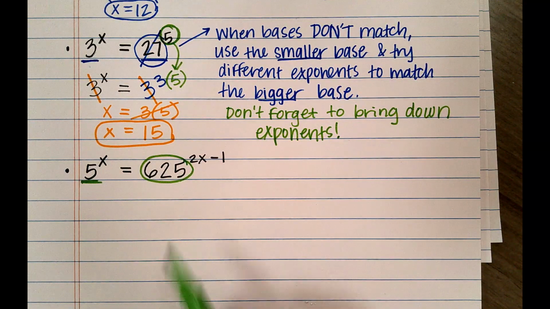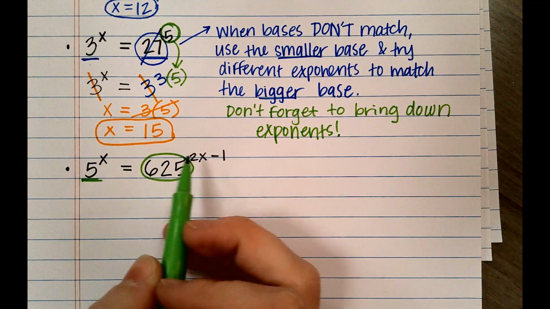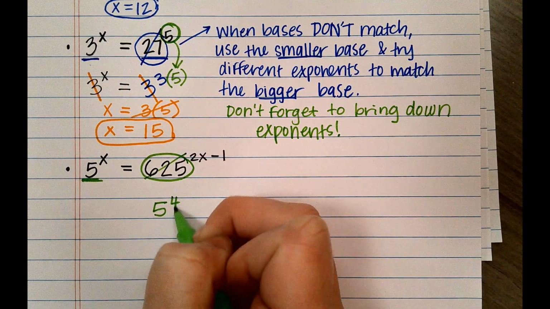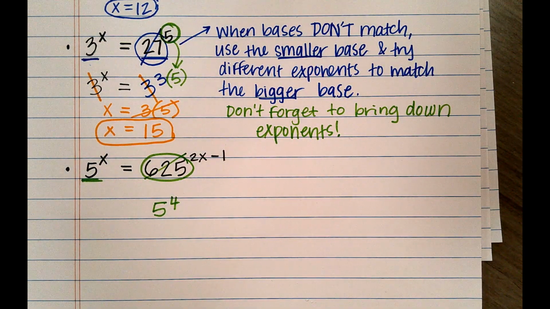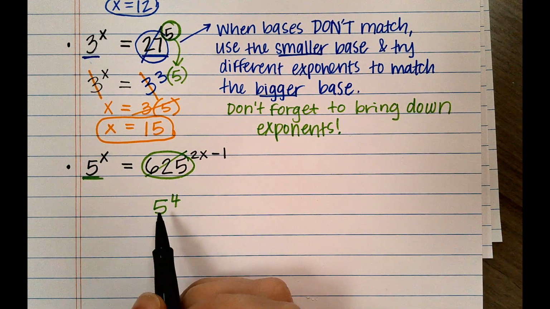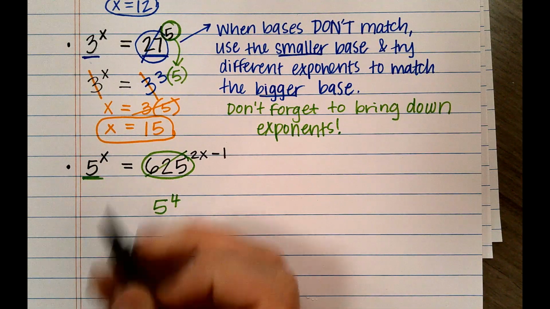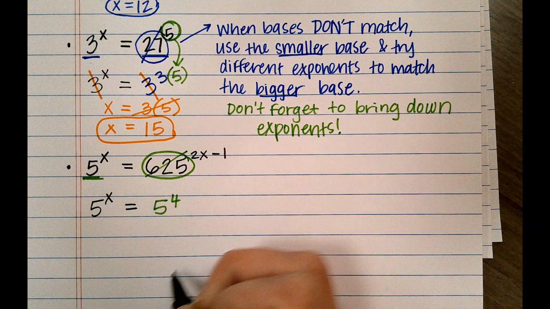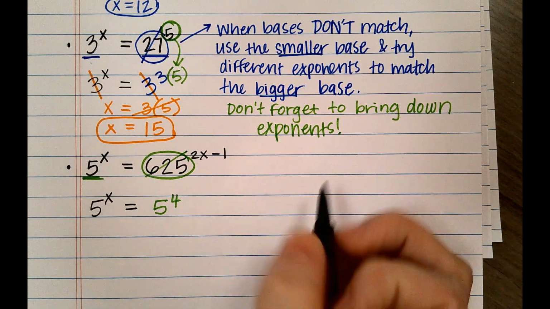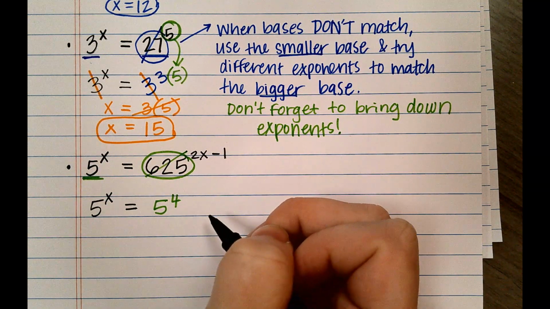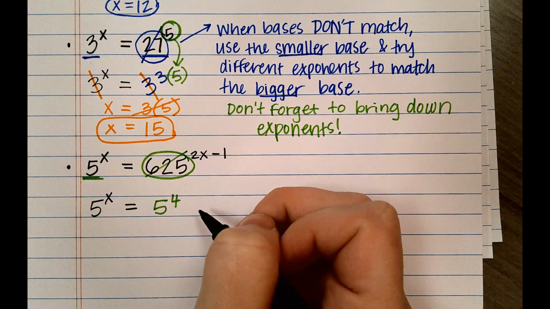So what do I do now? Replace your 625 with 5 to the 4th power. Then you'll bring down 5 to the x equals and 2x minus 1. Good. So I replace 625 with 5 to the 4th power. I'm going to bring down 5 to the x power equals, and then we're also bringing down the 2x minus 1. Where do I bring that down though? It's next to your fourth power.